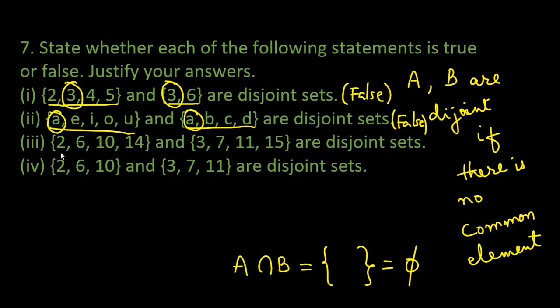Third one. The first set is 2, 6, 10, 14. The second set is 3, 7, 11, 15. There is no common element between these sets, so they are disjoint sets. It is true. The justification is that there is no common element. Fourth one. The first set is 2, 6, 10 and the second set is 3, 7, 11. Here also there is no common element, so these two sets are disjoint sets. So the given statement is true.